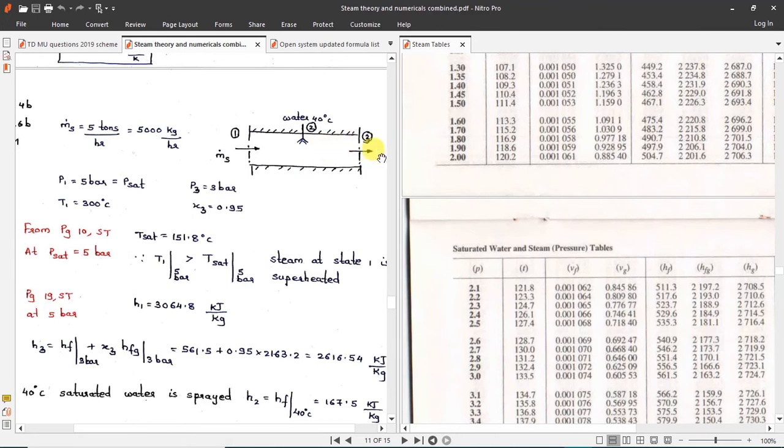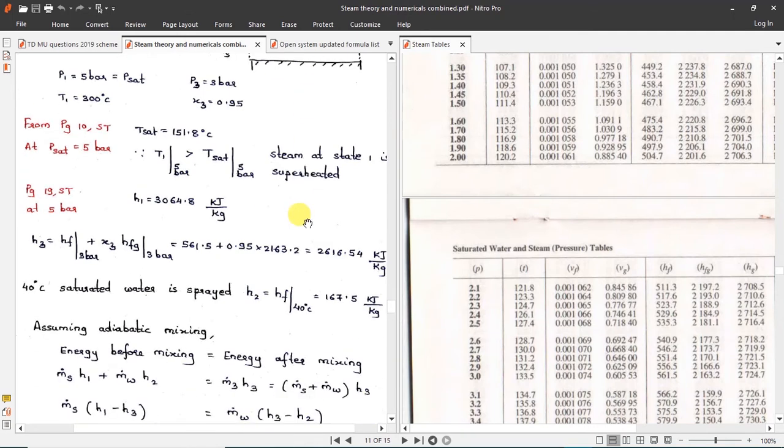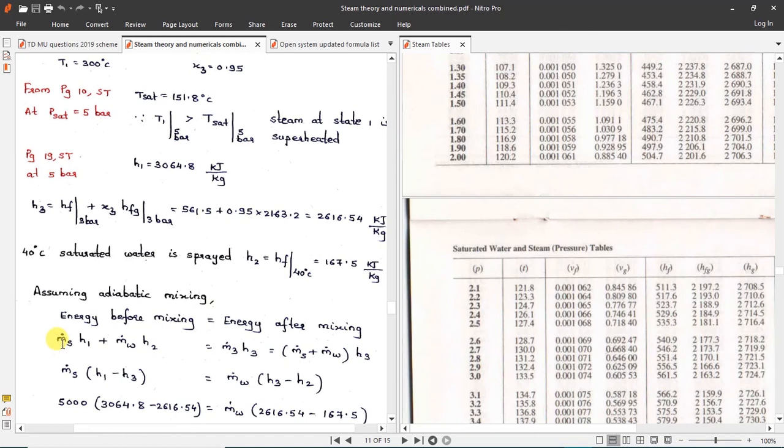What will be energy after mixing? It will be m dot 3 into h3. Now what is m dot 3? If you see the mass at point 3, it will be the summation of mass of steam plus mass of water. So the same thing I have written: m dot s into h1 plus mass flow rate of water into h2. Why am I saying rate? Because it is m dot. Equal to energy after mixing, it is point 3, so m dot 3 into h3. Now what is m dot 3? It is m dot s plus m dot w, into h3.